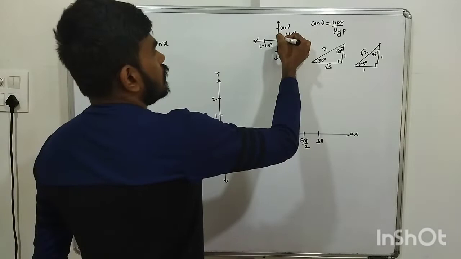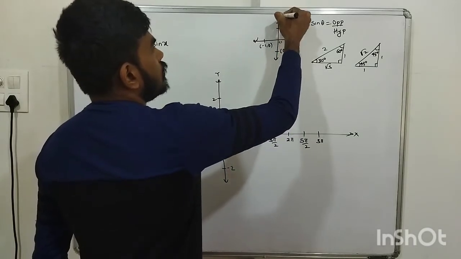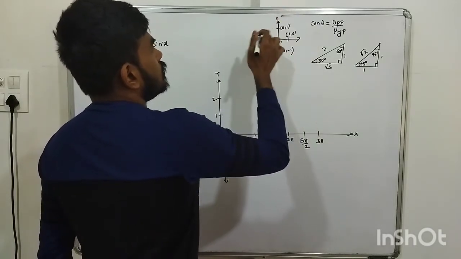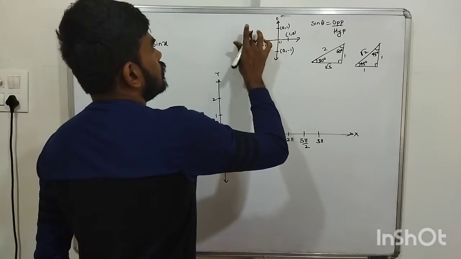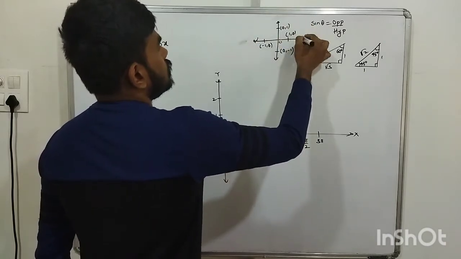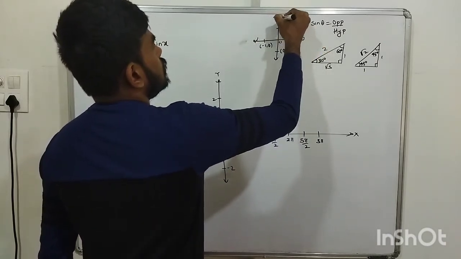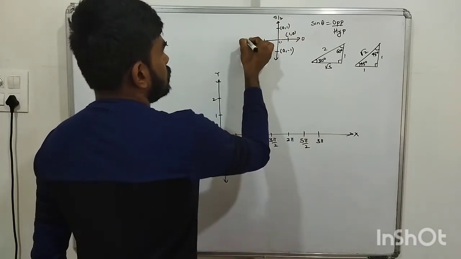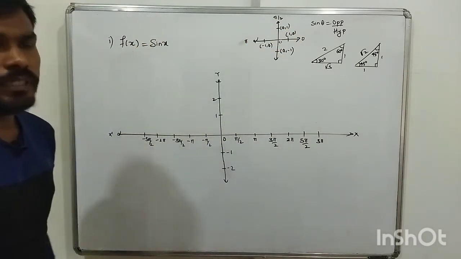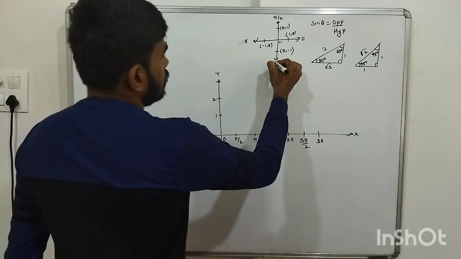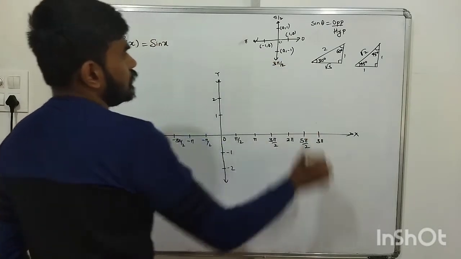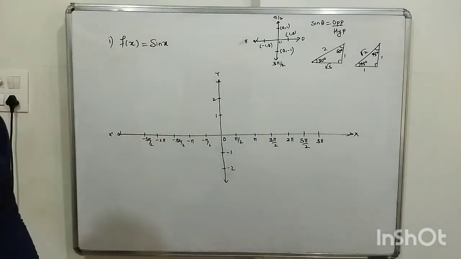And these are the different angles: 0 degree or 0 radians. Then, sorry, here it is 0, here it is pi by 2. It is 90 degree, here it is pi. That is 180 degree, here it is 3 pi by 2. It is 270 degree and so on.